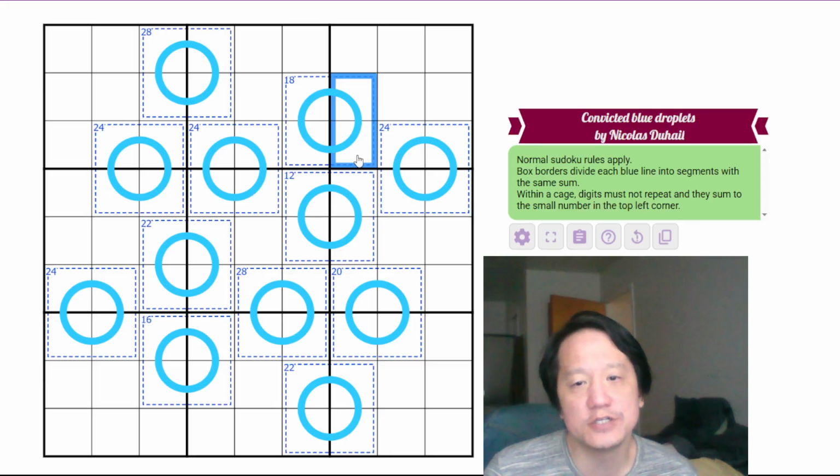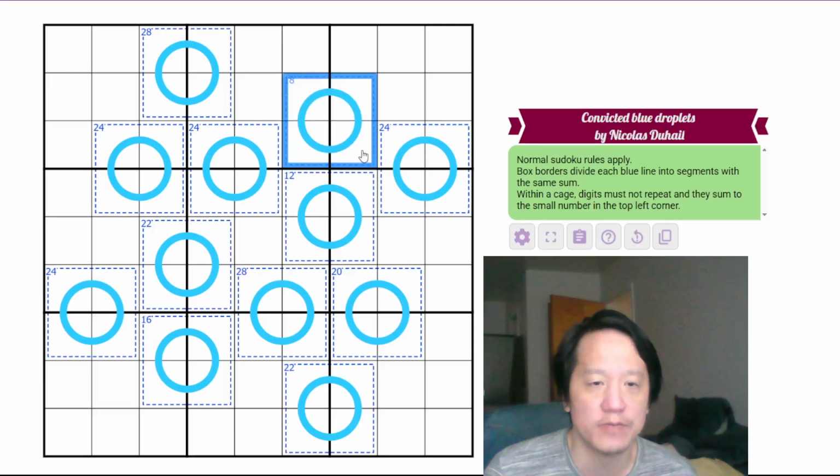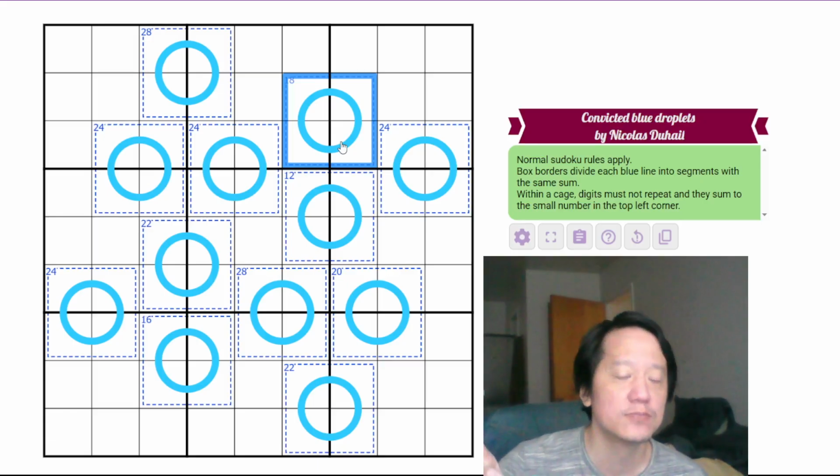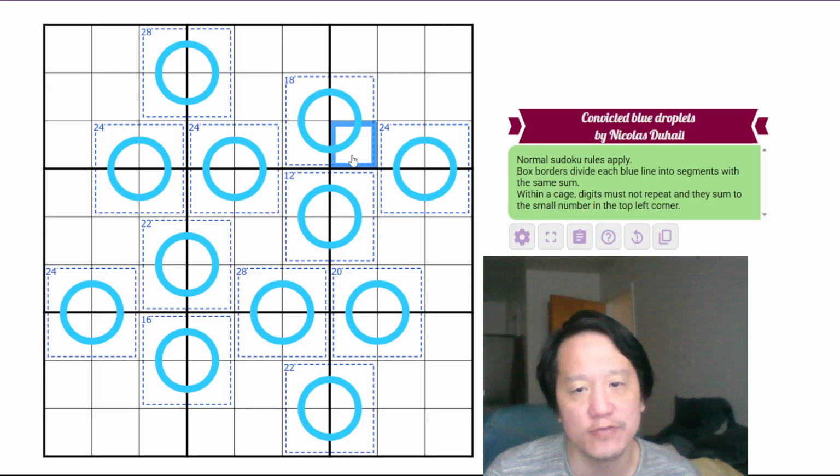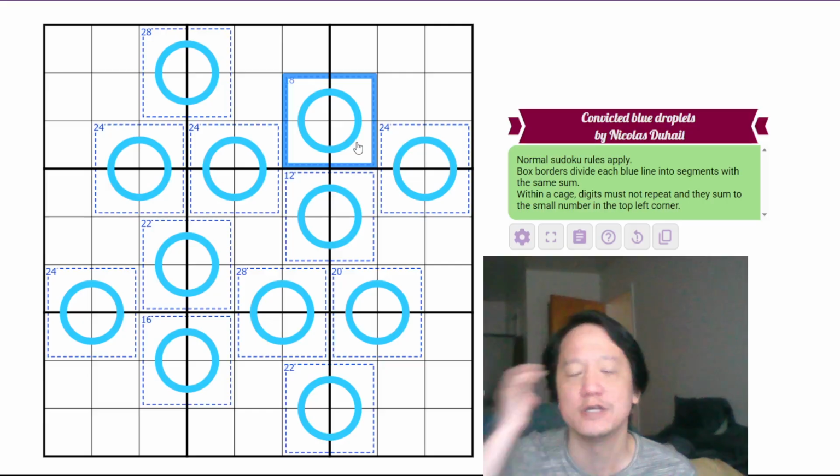And within a cage, digits must not repeat and they sum to the small number in the top left corner. So in addition, these blue lines are split into two segments by box borders. They are also all in killer cages, where digits must not repeat, and they sum to the small number in the top left corner. So these four digits must sum up to the same sum, these two with these two, and as a total, they must sum up to 18, and they cannot have repeats within the cage.